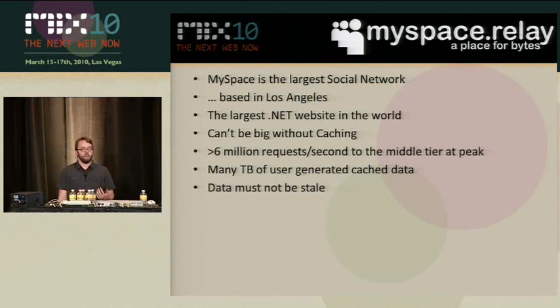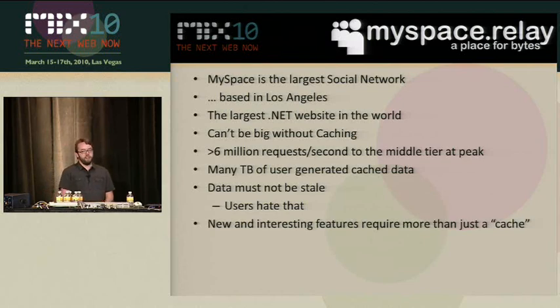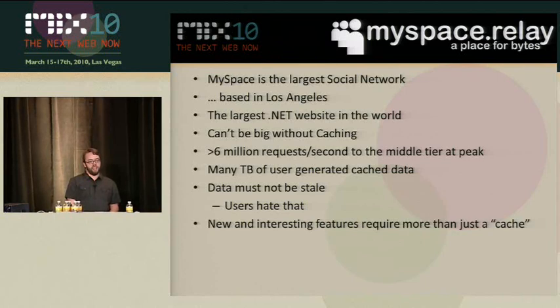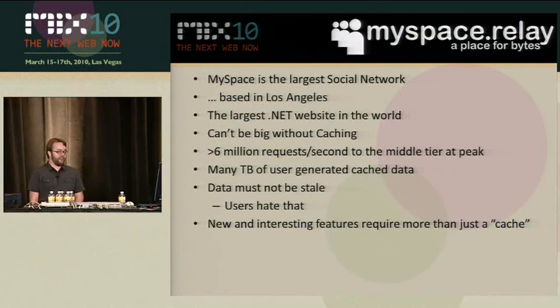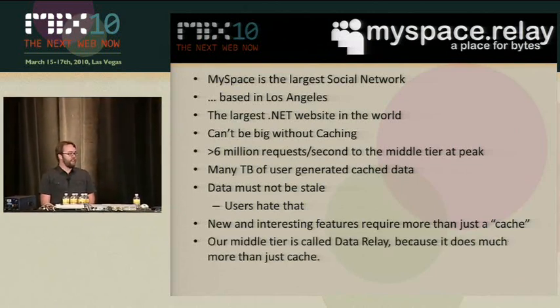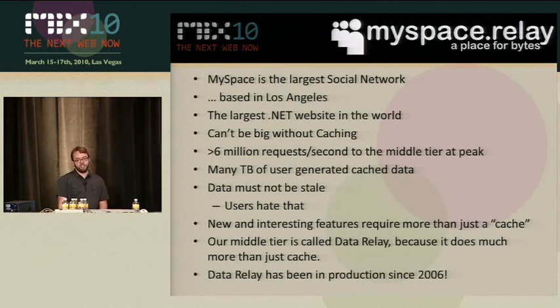Also important for middle tier on a social network is data can't be stale. Users hate that. They want to see what they've done and what their friends have done right away with very little delay. So that's an issue that we've had to address constantly. And also for a lot of new and interesting features in social networking and websites in general, you need more than just a simple key value cache. So we'll talk about some of the things we've done in that area. Because of that, our system is called Data Relay because it does a lot more than just cache. And just to give you some perspective on the system, it's been in production since 2006. So we've been running it for a long time now.